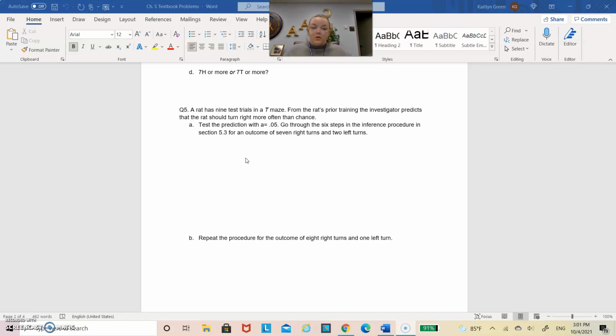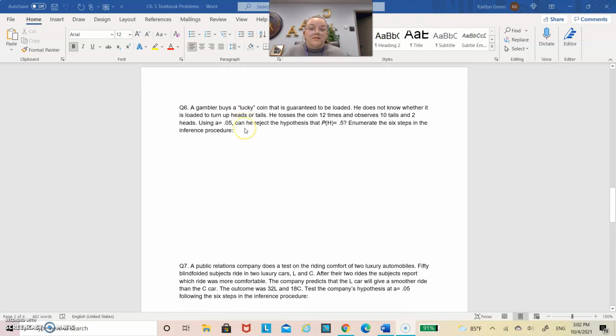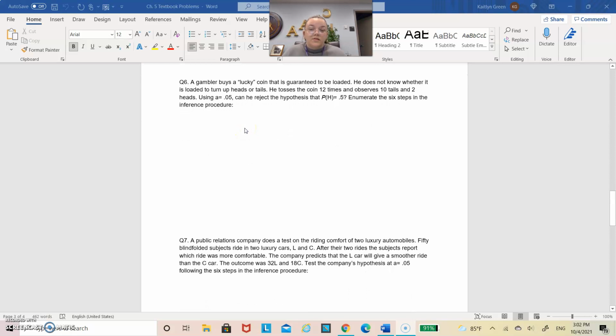Moving on to number 6. A gambler buys a lucky coin that is guaranteed to be loaded. He does not know whether it is loaded to turn up heads or tails, and so he tosses the coin 12 times and observes that it lands tails 10 times and heads twice.